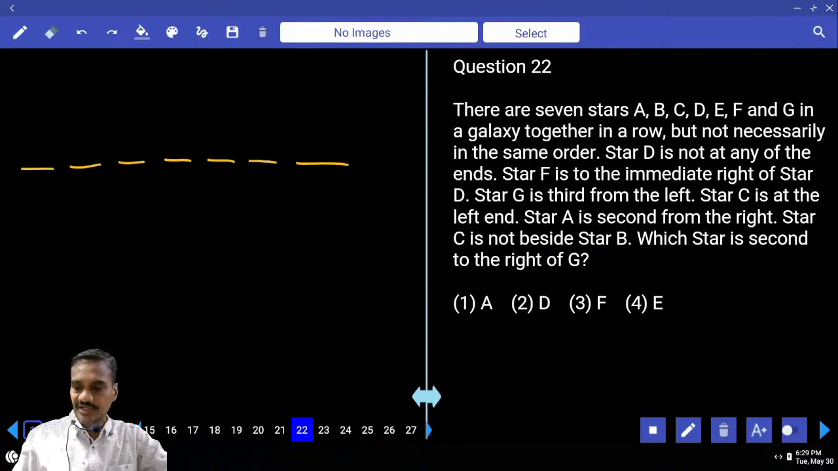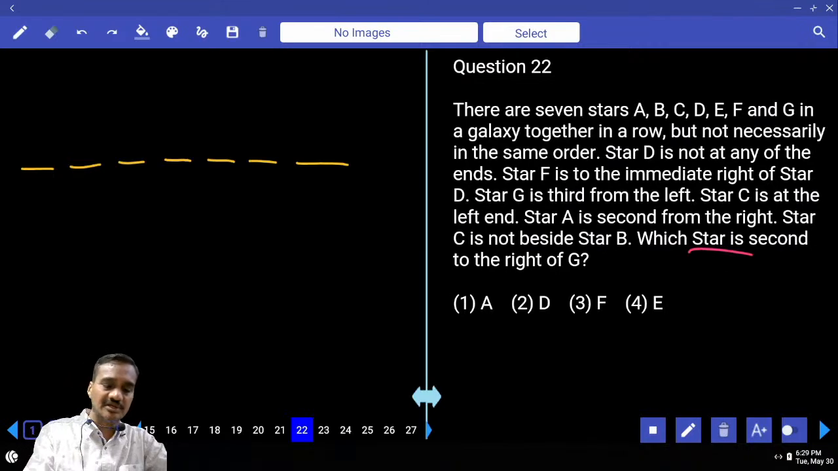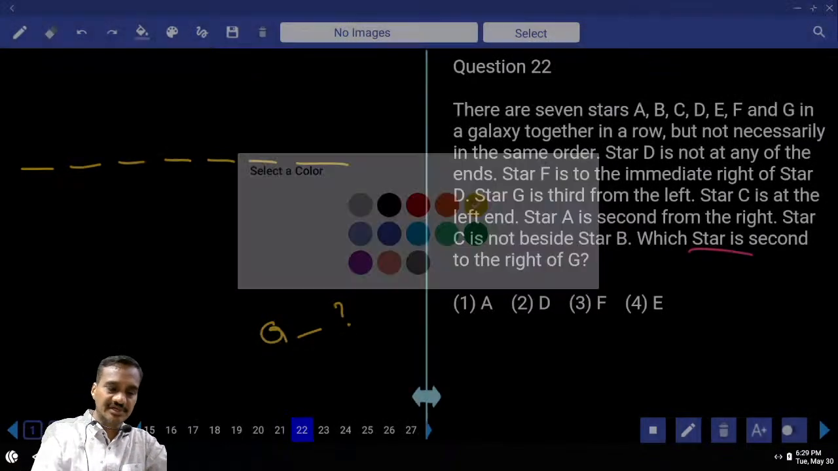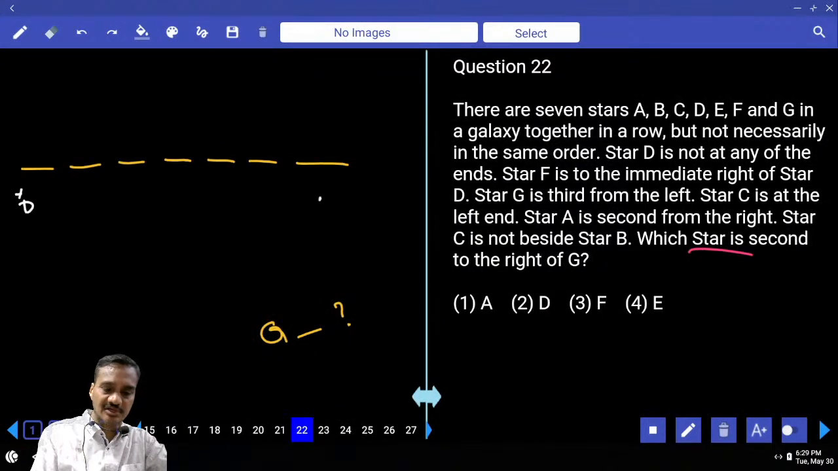And D is not at any end. Which star is second from the right of Z? Now we need to find the star that is second to the right-hand side of Z. D is not at any end of the row, so D cannot be here, D cannot be here.